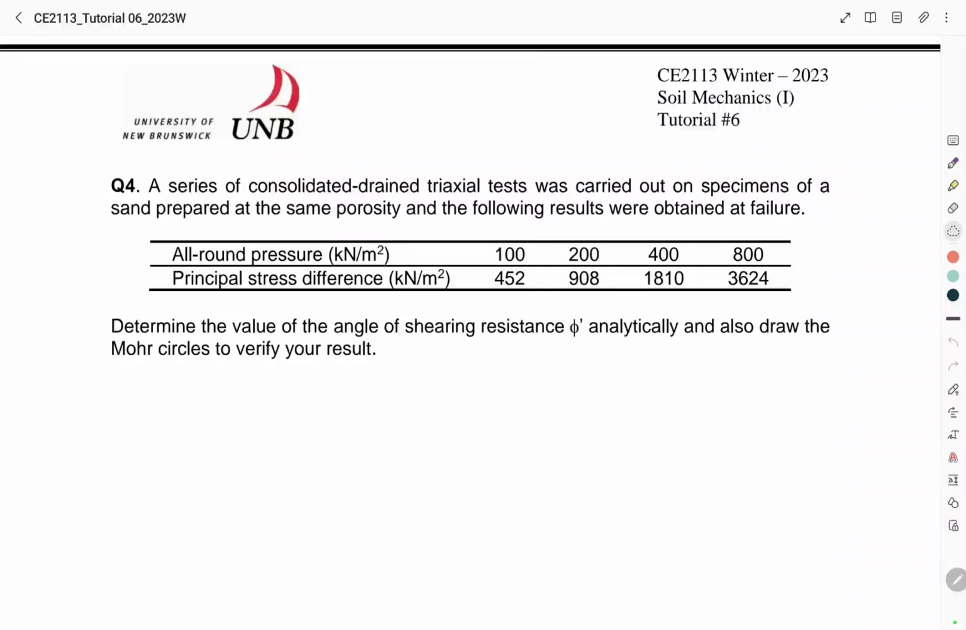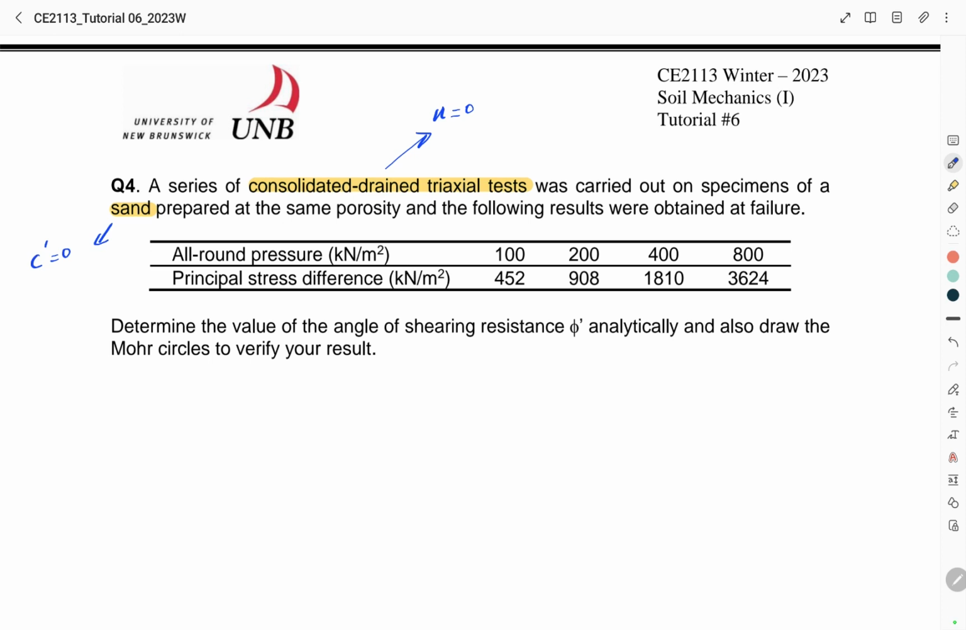Question 4, again, we have a consolidated drained triaxial test, and it was carried out on a sand specimen. So the test was drained, means U is equal to 0, and since it was conducted on a sand specimen, C prime is equal to 0 too.